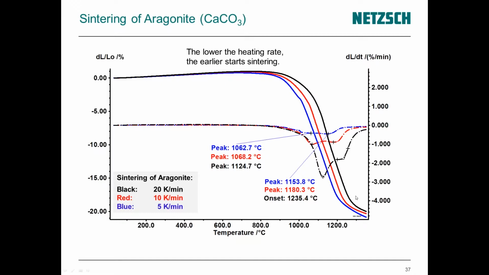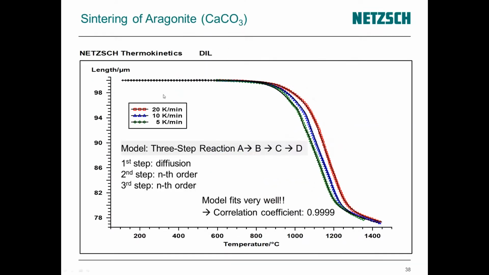With this data, you then go to the thermokinetic software, and here you find the model which describes the reaction inside your sample. So in this case, we have a three-step reaction from A to B to C to D, but of course there are other types available. And what you see here is that the calculated and the measured values fit very well. So we also have a very high correlation coefficient. And using this model, you can then go on and predict the length change, for example, for different isothermal temperatures.